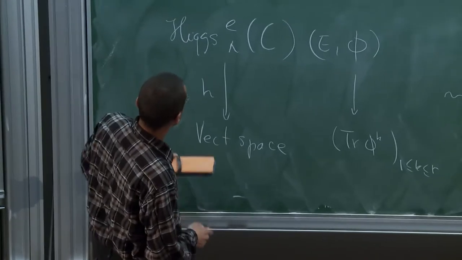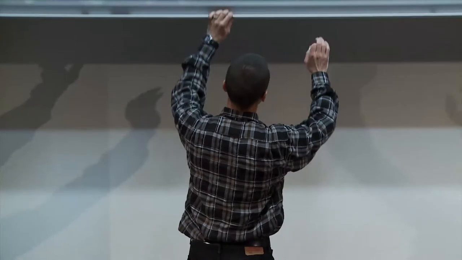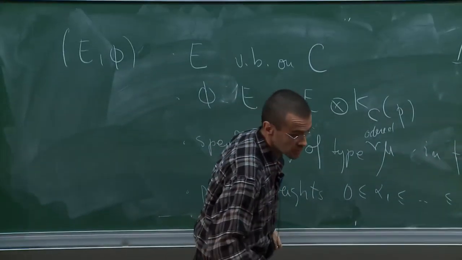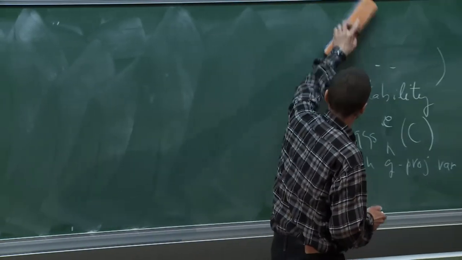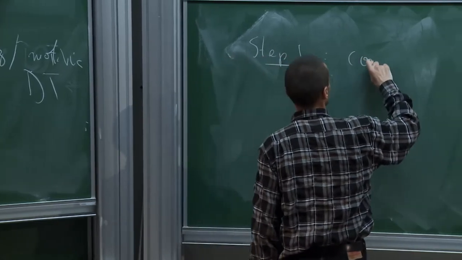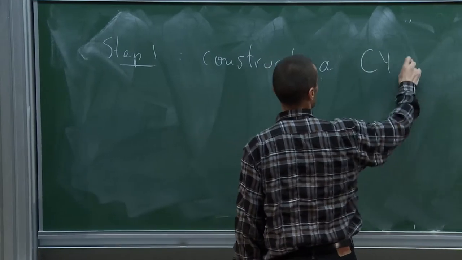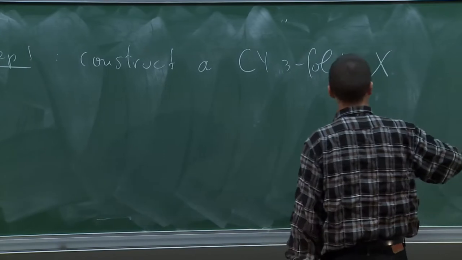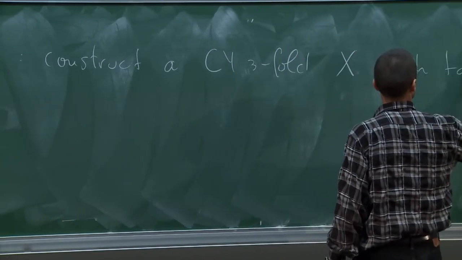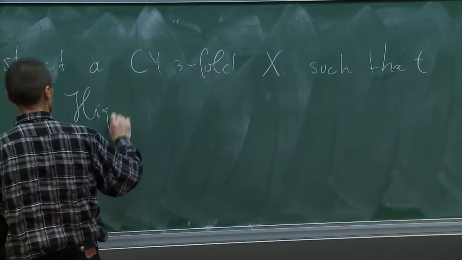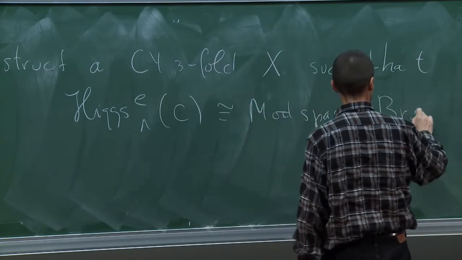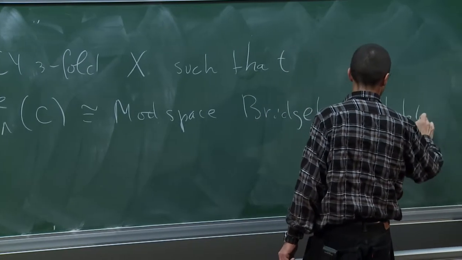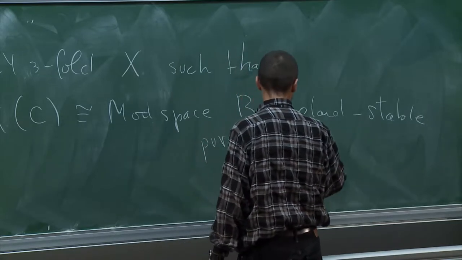But, okay. So all right, so now what's the first step? Well, since we're talking about motivic Donaldson-Thomas theory, what we need is to find a Calabi-Yau threefold lurking around here. So far, everything was done on a curve. So where is the Calabi-Yau threefold in this picture? So the first step would be construction. Step one, we need to construct a Calabi-Yau threefold X, for example, such that this moduli space of Higgs bundles is going to be isomorphic to a moduli space of Bridgeland stable pure dimension one sheaves on X.